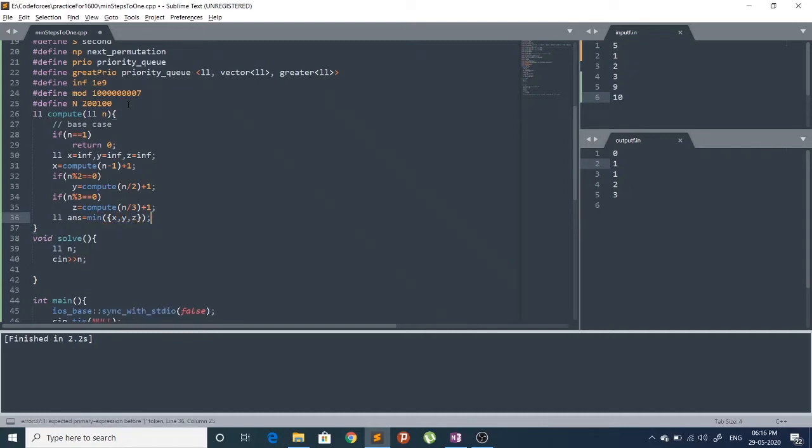Okay, now let's just see if it gives me the correct answer or not. So my answer will be compute of n, and I will just print my answer. Okay, so I'll just build it. Now I can see that for 1 I am getting 0, for 2 I am getting 1, for 3 I am getting 1, and for 9 I am getting 2, and for 10 I am getting 3. So these all are correct answers.